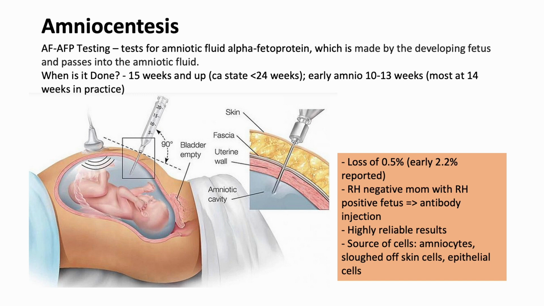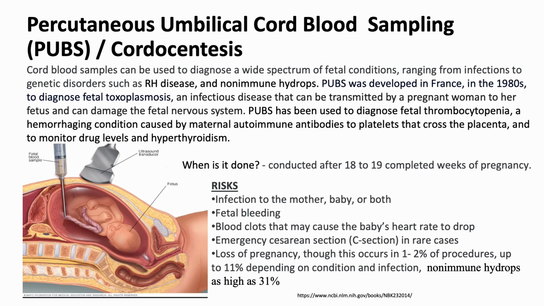associated risks. Moving on, let's discuss percutaneous umbilical cord blood sampling, also known as PUBS or cordocentesis. This procedure allows us to obtain cord blood samples, which can be invaluable in diagnosing a range of fetal conditions. These include infections, genetic disorders like Rh disease, and conditions such as non-immune hydrops. Originally developed in France during the 1980s, PUBS was first used to diagnose fetal toxoplasmosis, a serious infection that can adversely affect the fetal nervous system if transmitted from mother to fetus.